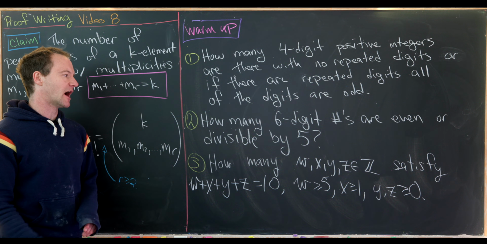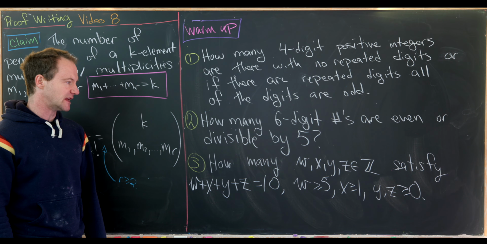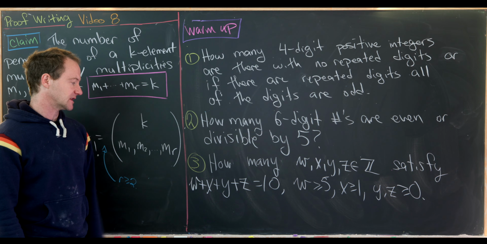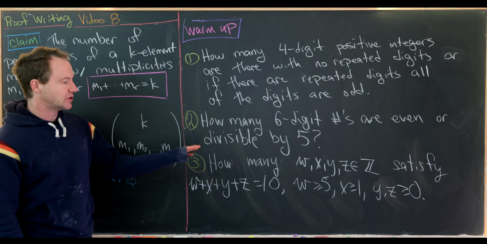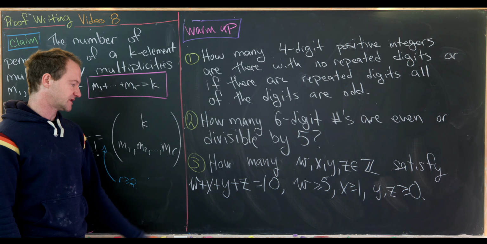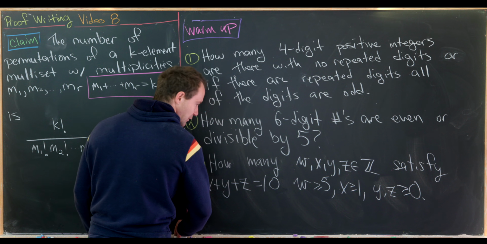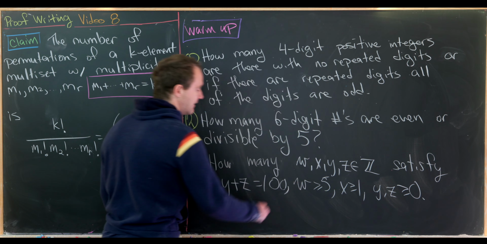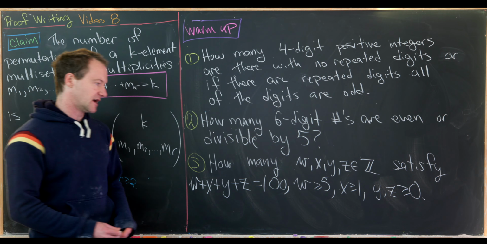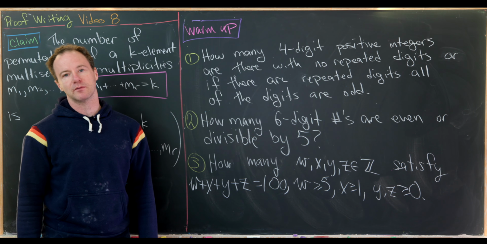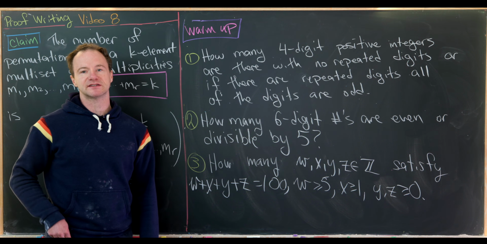Next is to count how many 6-digit numbers are even or divisible by 5. And finally, count how many w, x, y, z integers satisfy their sum is equal to, that should be 100. And then w is bigger than or equal to 5, x is bigger than or equal to 1, and then y and z are bigger than or equal to 0. And that's a good place to stop.